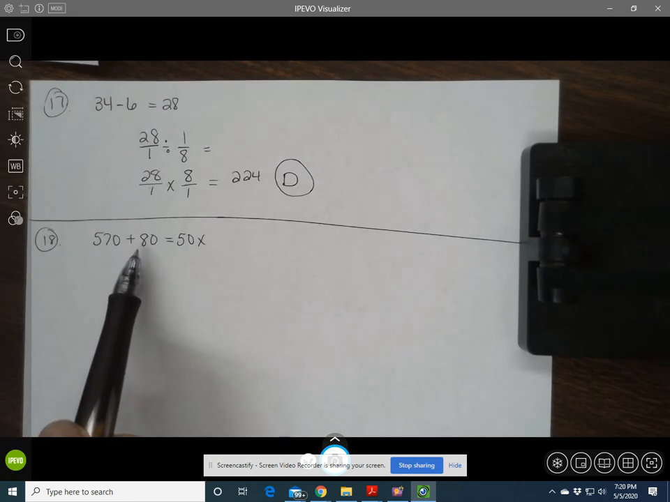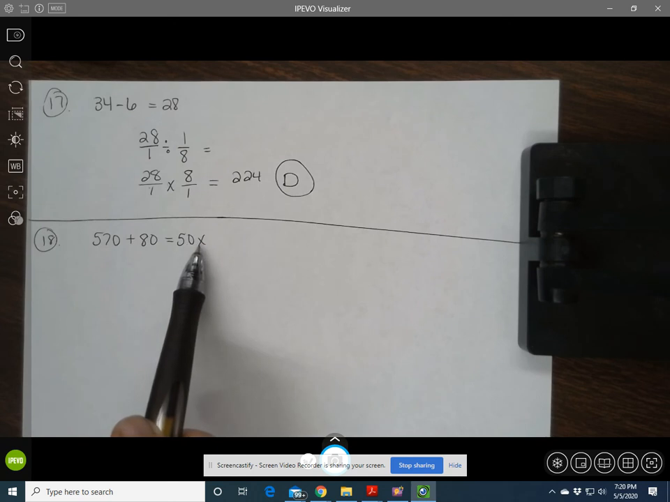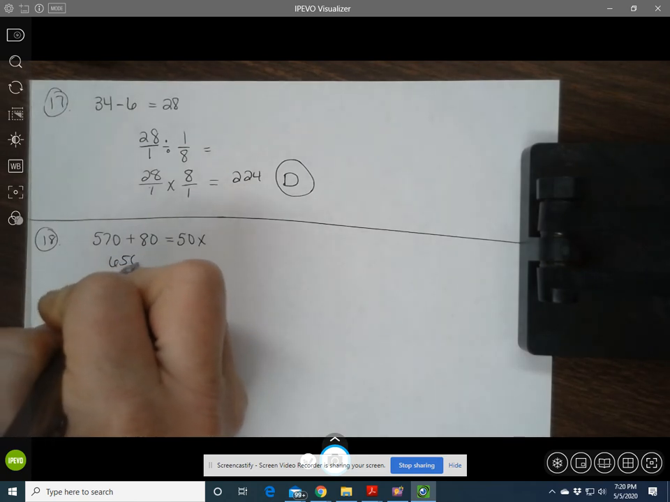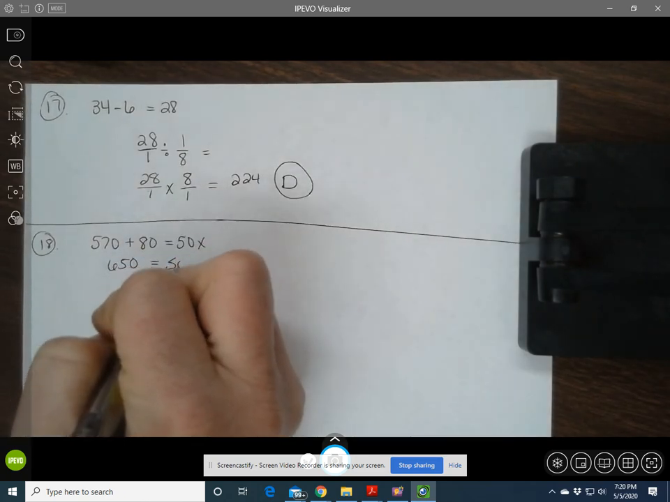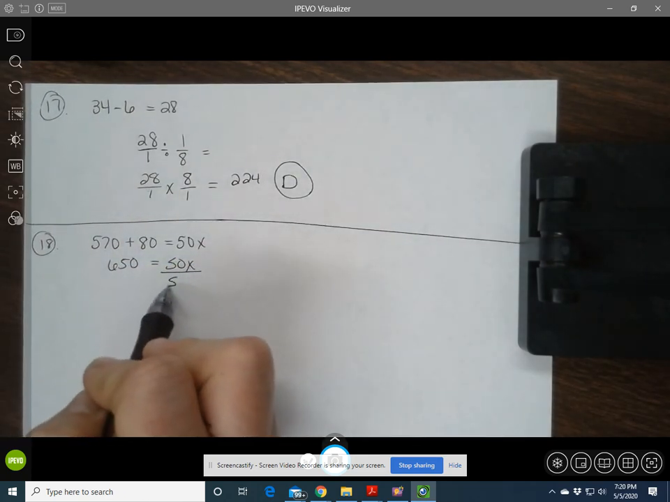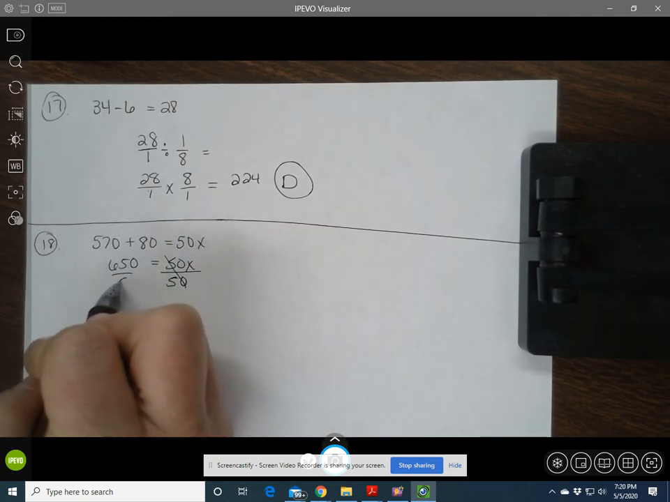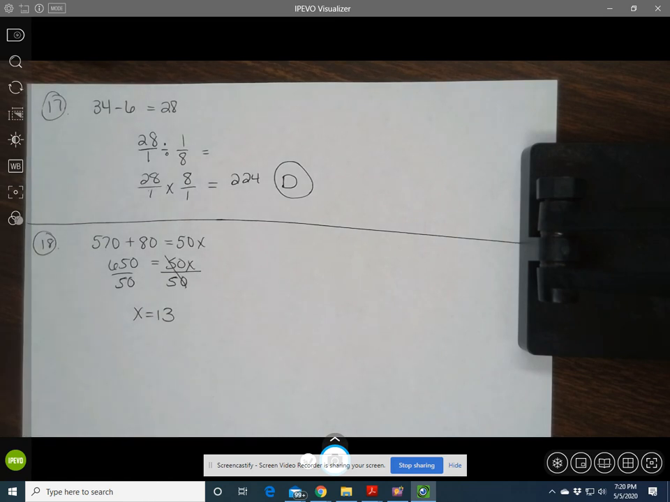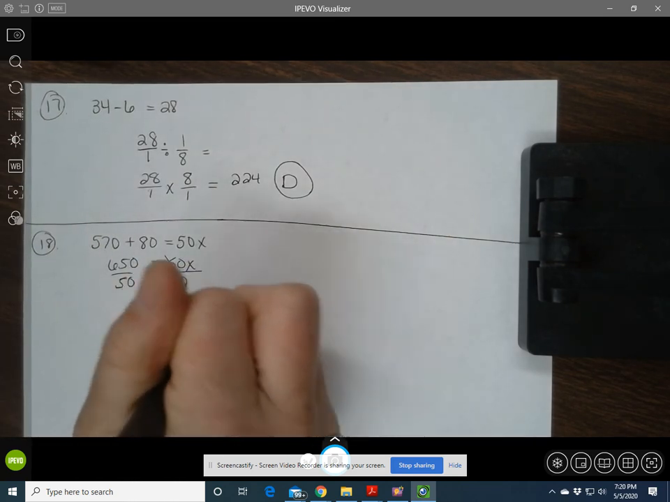And it says, how many weeks will Hannah need to save before she can pay her brother back and buy the camera? So if she saves $50 each week, X is going to represent the weeks, she can come up with this money. Well, this is $650. And if she saves $50 a week, so we would divide by 50, and so that means X equals 13, and that answer is B.